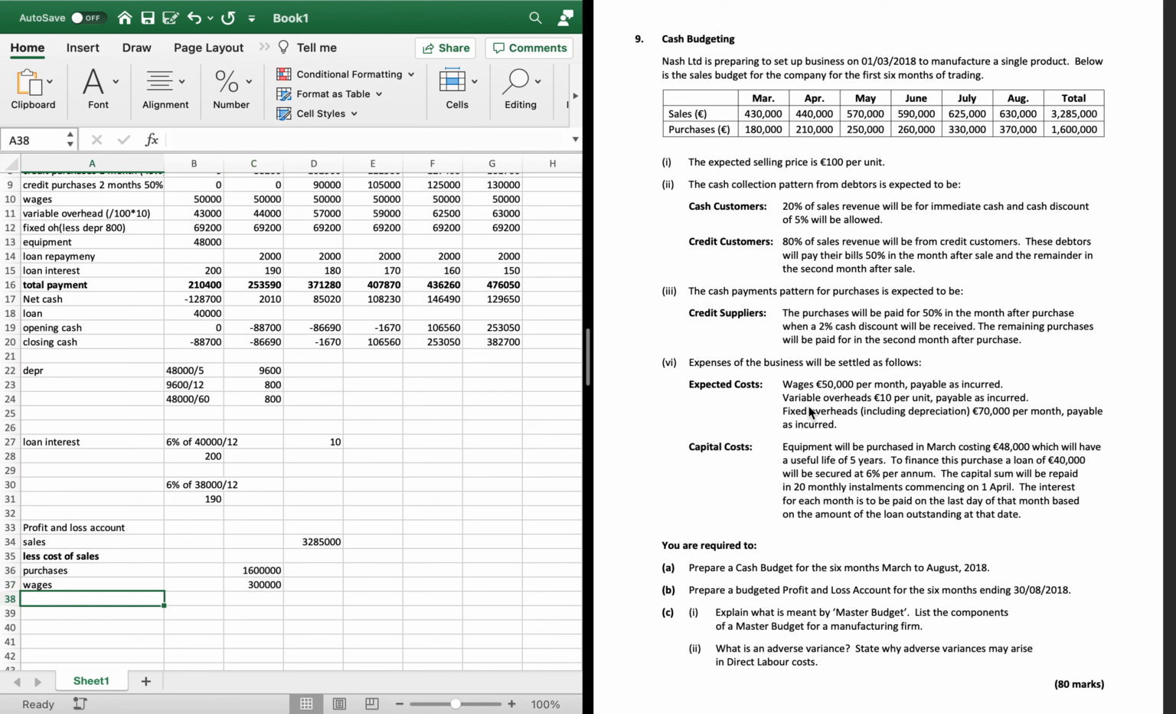Then you've got your variable overhead. So it's your total variable overhead. Now you can do this a couple of ways. You can just add up your variable overheads, 43 all the way over. Or you can say it's your total sales divided by 100 multiplied by 10. So 3285 divided by 100 multiplied by 10. It's 3285 divided by 10, basically. So 328,500. And your fixed overheads, excluding your depreciation, so we don't include our depreciation, is 69,200 multiplied by 6, which is 346,000.